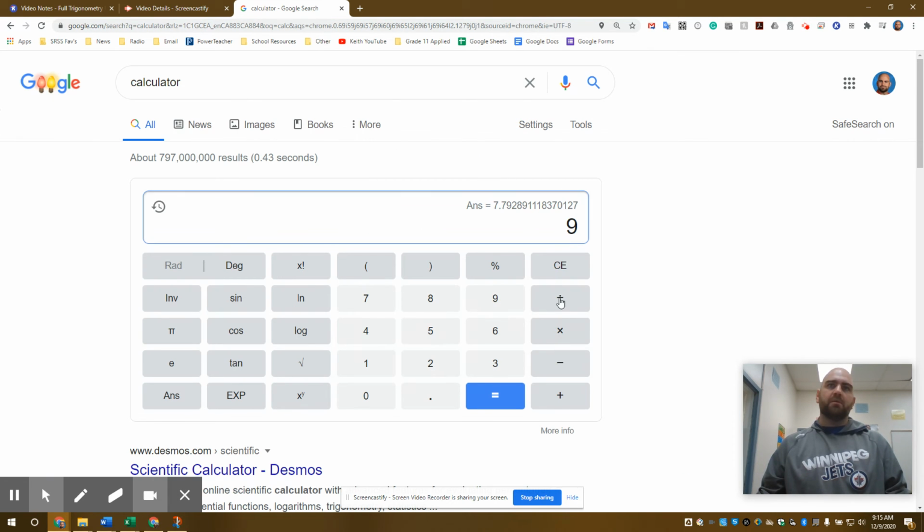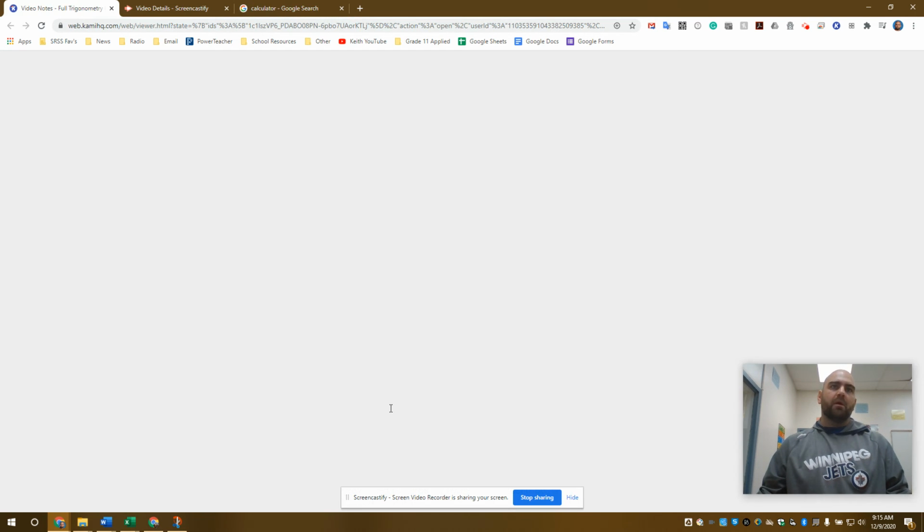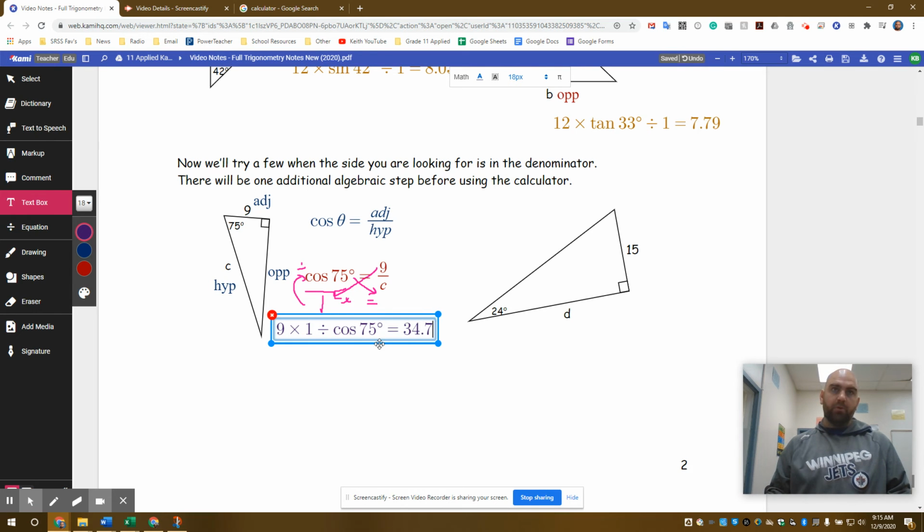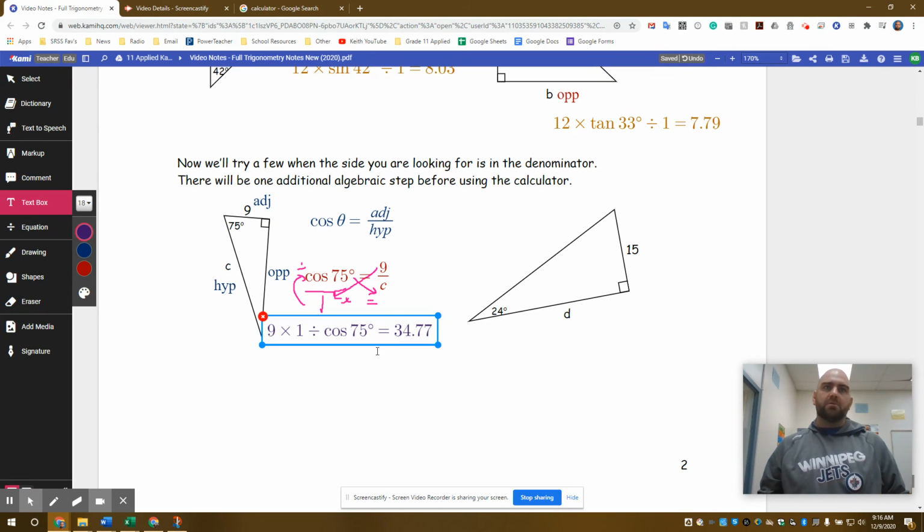So I'm going to do 9 divided by cos of 75, and that equals 34.77. And so the answer in this case is 34.77. Again, now we're dividing by our angle instead of multiplying by it. Now on your calculators, make sure that you recognize how to do cos. I would suggest that you try these out and practice them. Make sure you're getting the same answer that I am, because there's different ways.